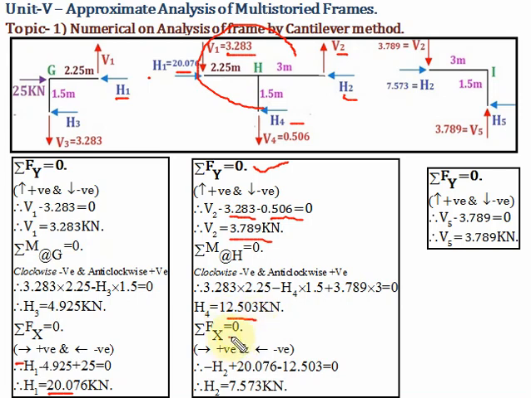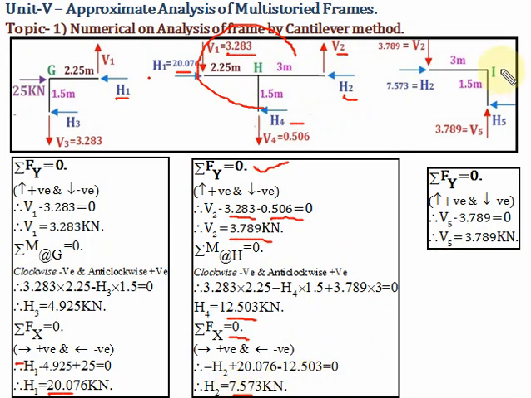Now applying the next equilibrium equation, summation Fx equal to 0. Minus H2 towards the left-hand side, then 20.076 towards the right, positive, minus 12.503, that is H4. Here 20.076 is H1, and H4 is 12.503, acting to the left side, so minus. From this we'll get the value of H2.